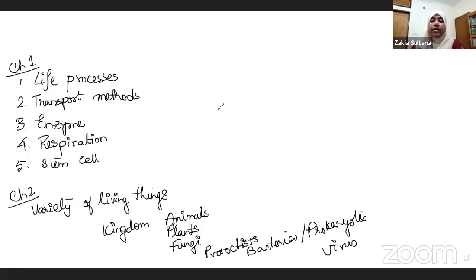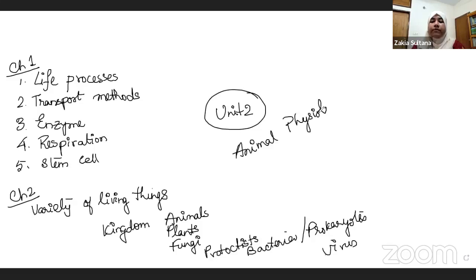Then in unit 2, we will mainly study animal physiology. So we will go through different systems of animals, like the breathing system, digestive system, nervous system, endocrine system, and reproductive system. So we will see how the bodies of animals work.